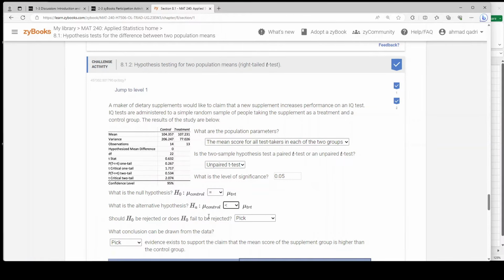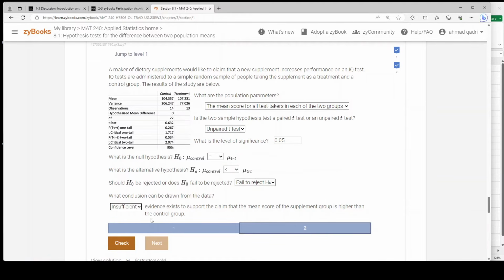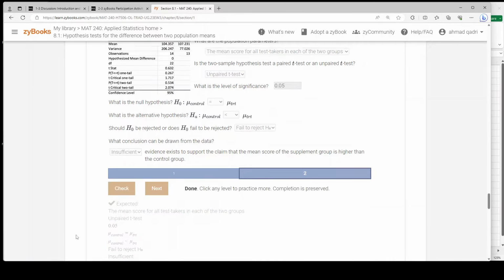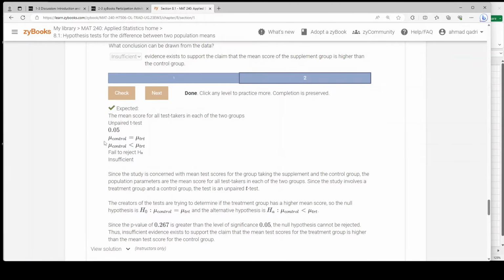Now, should the null hypothesis be rejected? So for this, first we need to see that this is a one-tailed test and the tail is on the left side. Okay. The test statistic is 0.632 and the p-value for the one-tailed test is 0.267, which is much greater than 0.05. So we will fail to reject the null hypothesis. And the conclusion is that we have insufficient evidence to support the claim that the mean score of the supplement group is higher than the control group. And those are the correct answers.